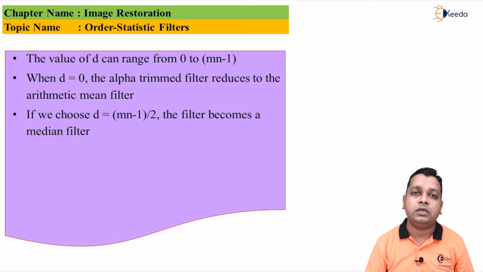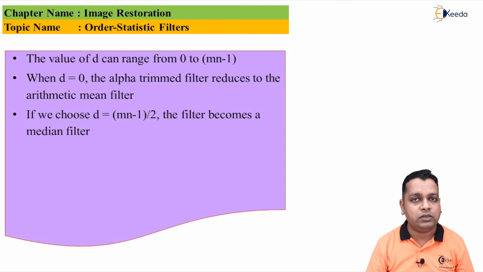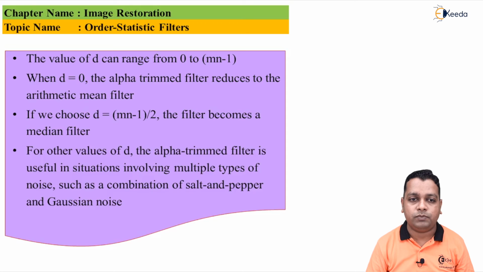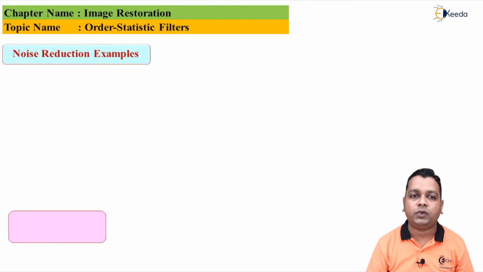If we choose d equal to mn minus 1 divided by 2, the filter then becomes the median filter. For other values of d, the alpha trimmed filter is useful in situations involving multiple types of noise, such as a combination of salt and pepper and also Gaussian noise.